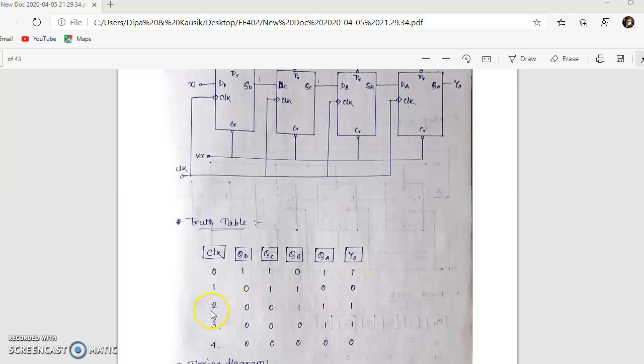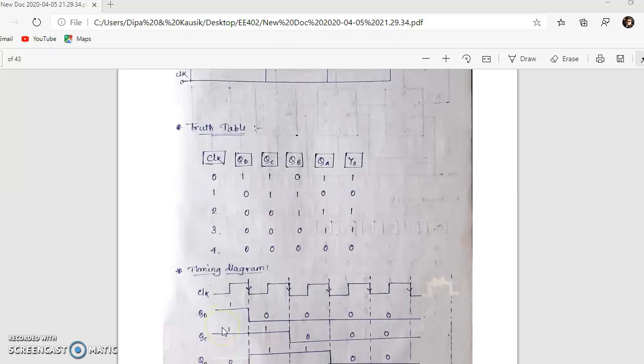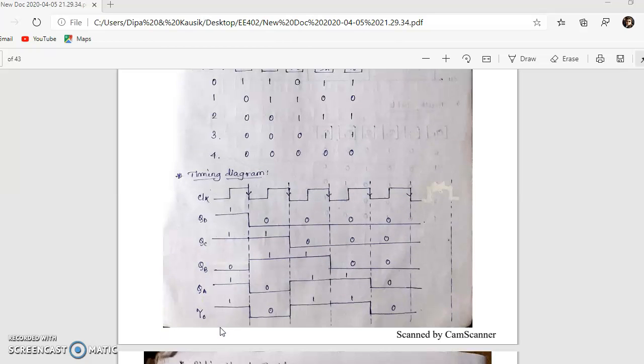Similarly, when the clock is 2, this time QD is 0, QC is also 0, QB is 1, QA is 1. Means this time output is 1. Similarly, for clocks 3 and 4. Next is the timing diagram.